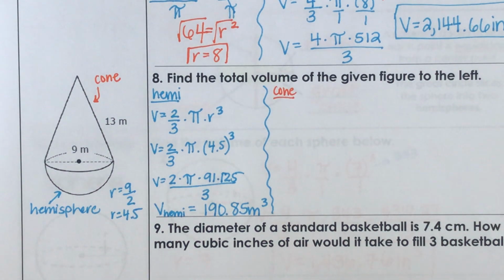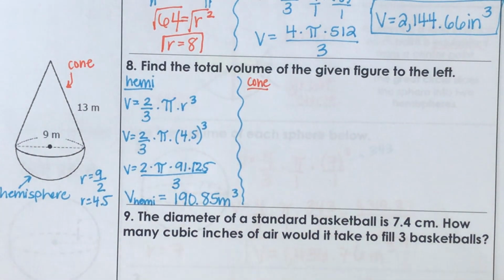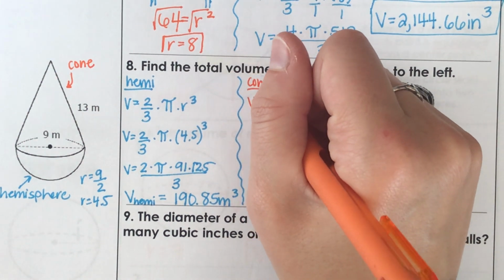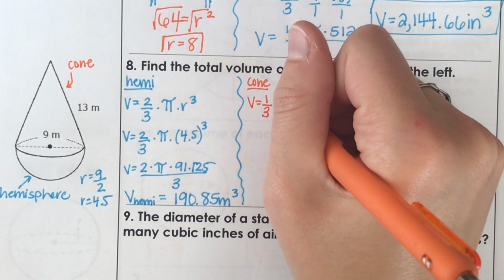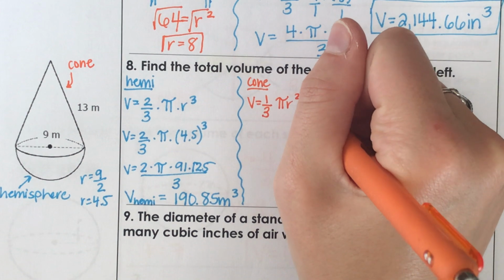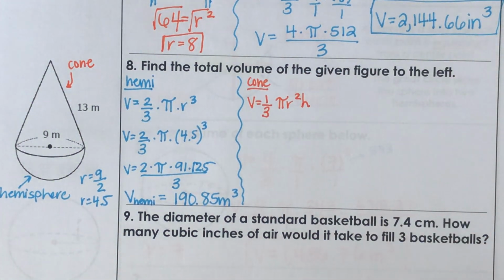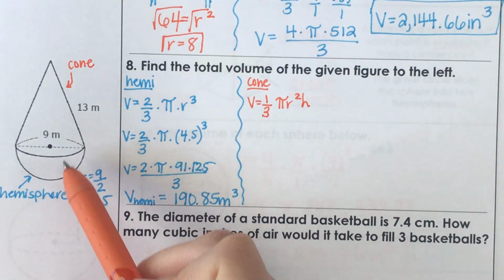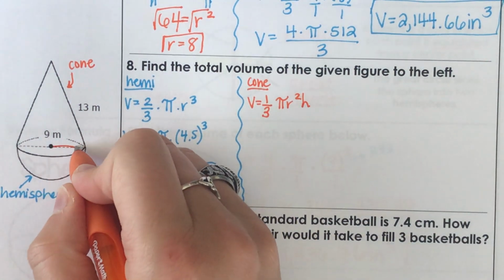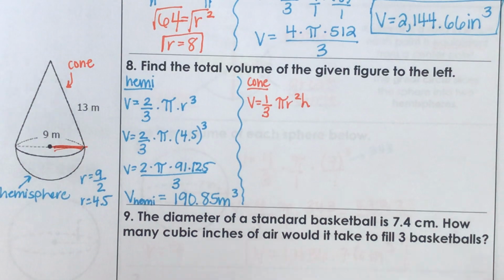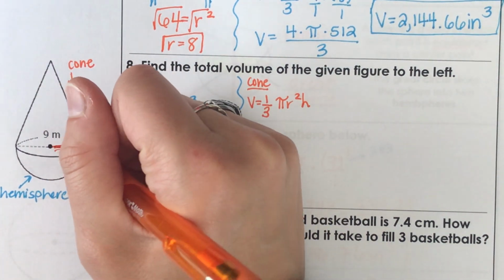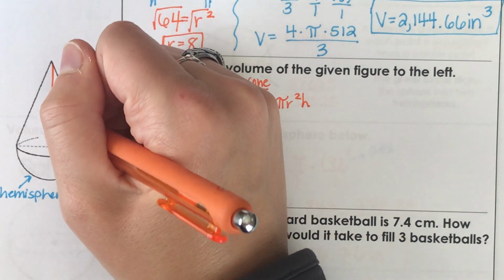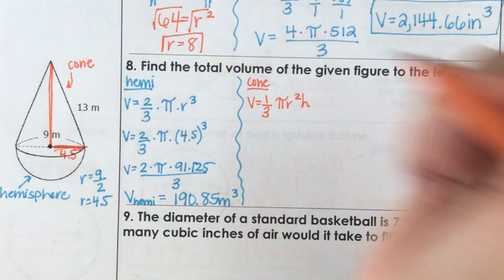So hopefully you remember from our last video, to find the volume of a cone, my formula is 1/3 pi r squared h. Okay, so I know the radius of this cone because it's the same radius as the hemisphere. It's just this 1/2, so it's 4.5. However, I do not know the height, the vertical height of the cone.